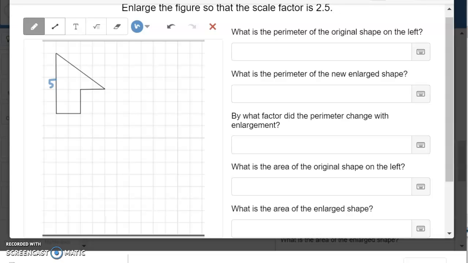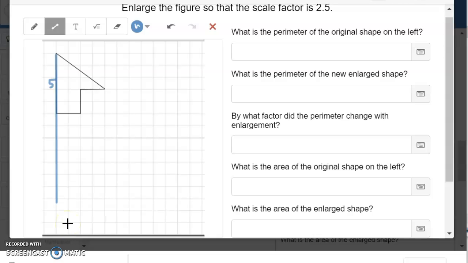So I need to count. I need to go from here all the way. That's 5, 7, 9, 10, 11, 12, and 15. 12 and a half is right there. So I need, let me redo that. I need to go from here all the way to 12.5. I believe it is right here.